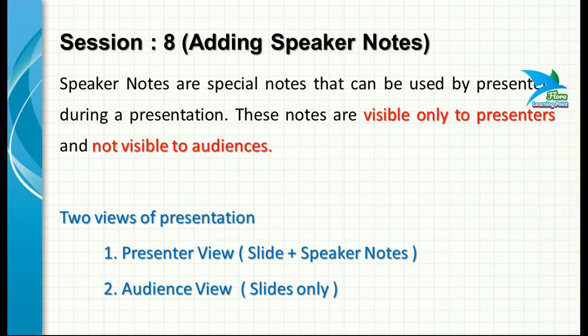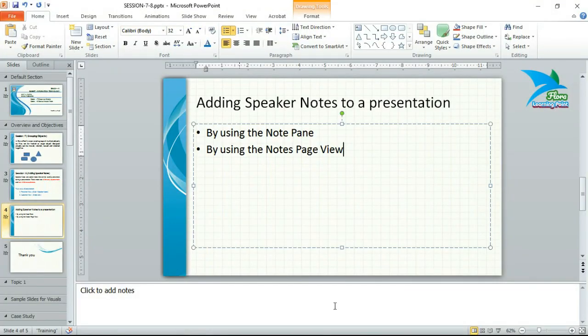So that means in presenter view, the slides plus speaker notes will be visible, and in audience view, which is visible on the projector screen, only the slides will be visible. No speaker notes will be visible to the audience of a presentation.